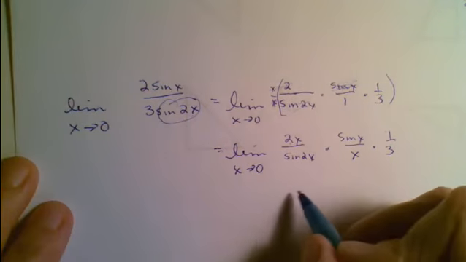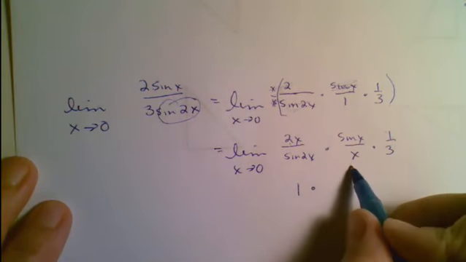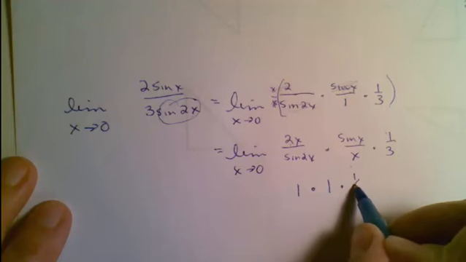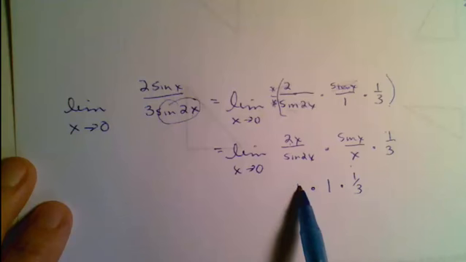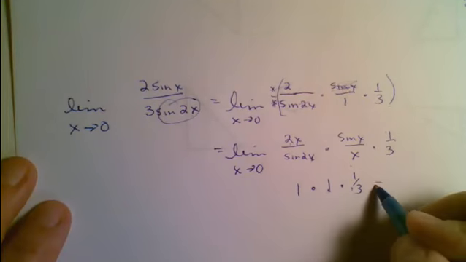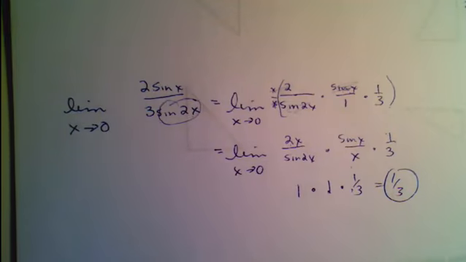Now I see that I can evaluate the limit. This is 1. The limit of that is 1, and the limit of 1/3 is 1/3. So remember, you're not canceling this out until you evaluate the limit. And so I get an answer of 1/3.